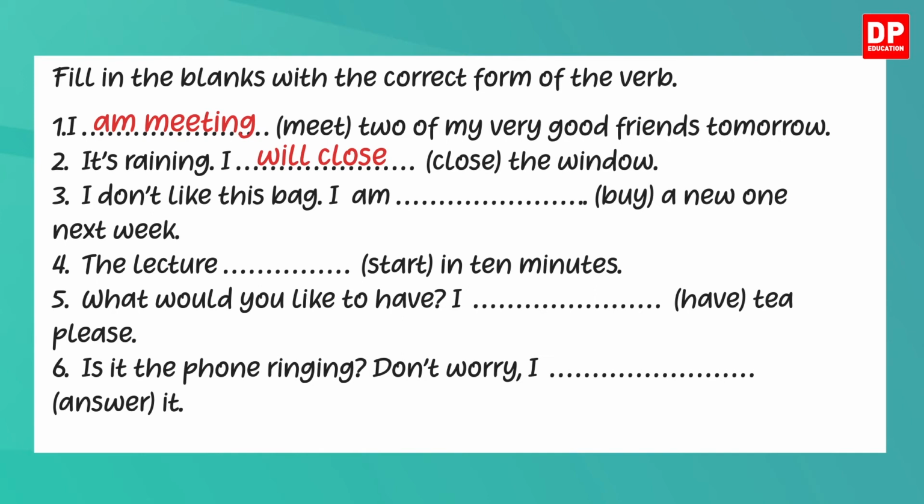Now look at the third one. I don't like this bag. I am blank buy a new one next week. Okay, as you can see, it is not a spontaneous decision. It is an intention and the plan has been made before the time of speaking. So you have to use the going to form here. The answer is, I don't like this bag. I'm going to buy a new one next week.